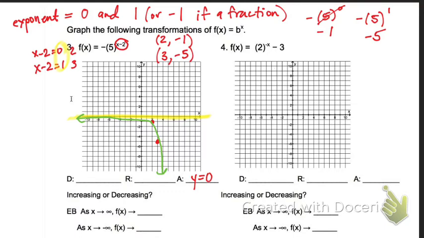Domain is always -infinity, +infinity. Range, reading it from bottom to top, -infinity to 0. So that 0 is always the A. The K. The K, yeah. It's not always the K, but my end behavior, so to the right, as x is approaching +infinity, what is my y doing? -infinity. To the left, 0.